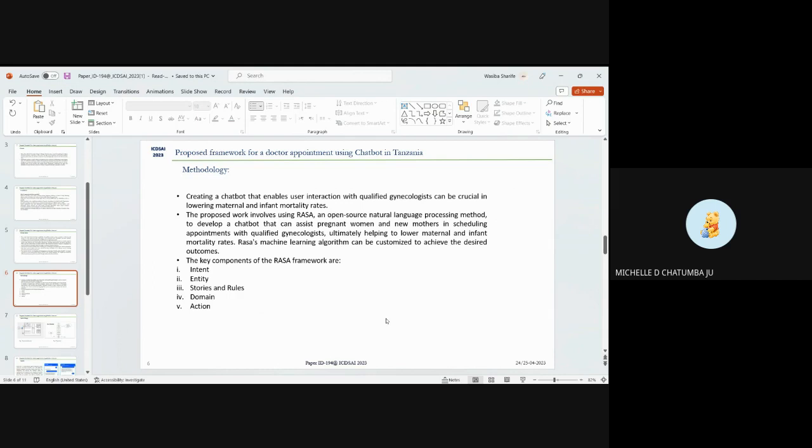The key components of the Rasa framework are intent, entity, stories, rules, domain, and action. Intent is how the user's messages are categorized. Entity serves as a structured piece of information inside an intent. Stories and rules represent the conversation sequence between the user and the bot. Domain defines all the factors Rasa uses to operate the bot. And action, under custom actions, is used primarily for making API calls and adding tricks to the chat flow.